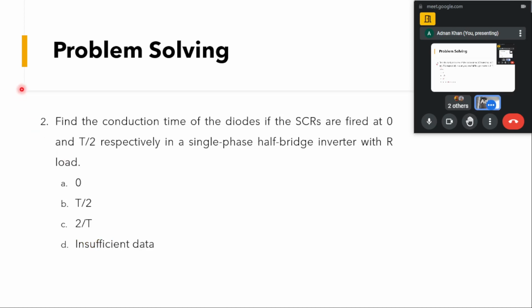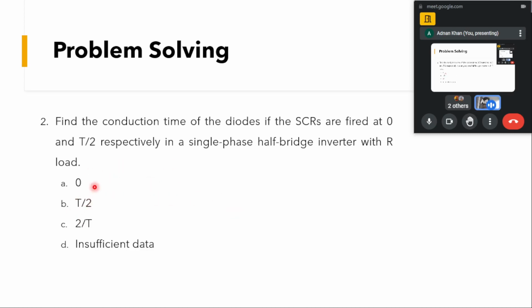Now coming to the second question. The second question is: find the conduction time of the diodes if the SCRs are fired at 0 and T by 2 respectively in the single phase half bridge inverter with the R load. We saw the single phase half bridge inverter previously.